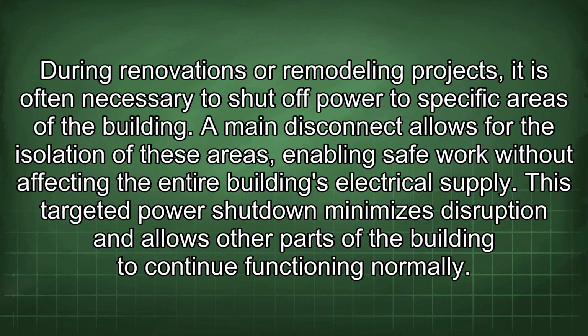During renovations or remodeling projects, it is often necessary to shut off power to specific areas of the building. A main disconnect allows for the isolation of these areas, enabling safe work without affecting the entire building's electrical supply. This targeted power shutdown minimizes disruption and allows other parts of the building to continue functioning normally.